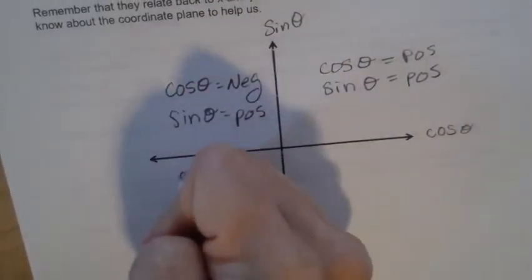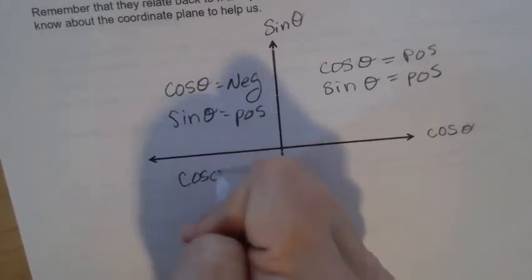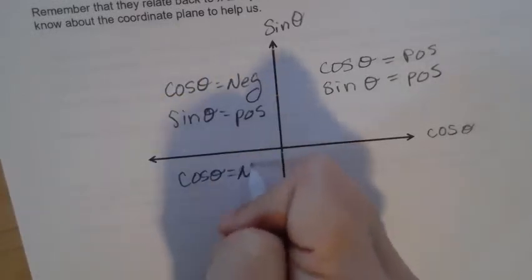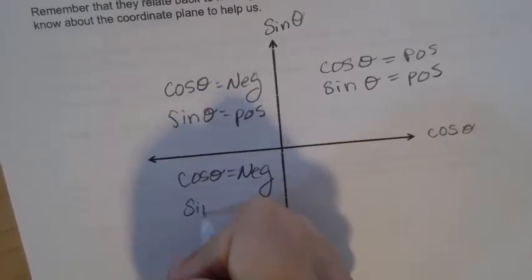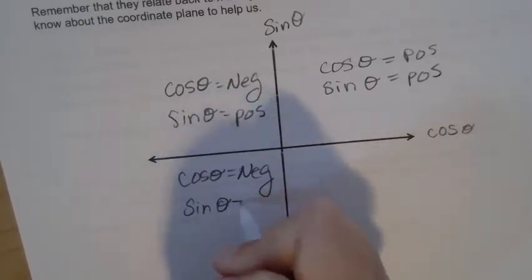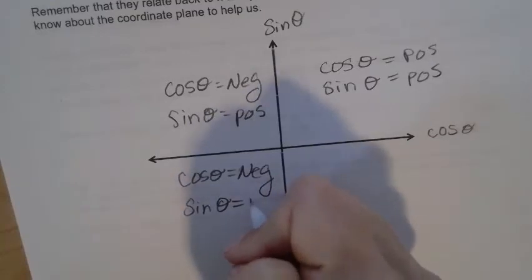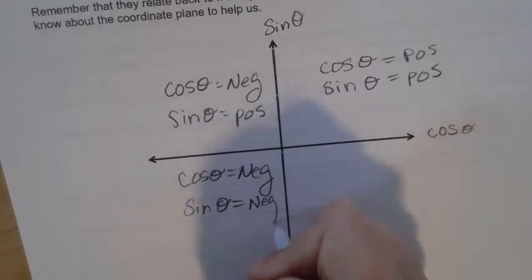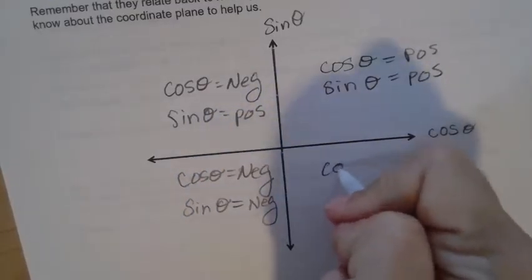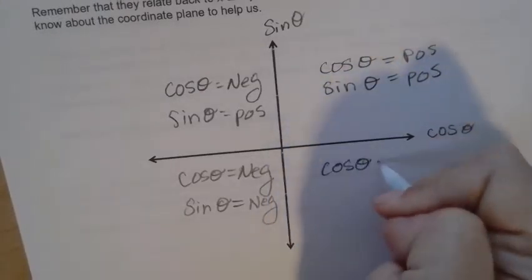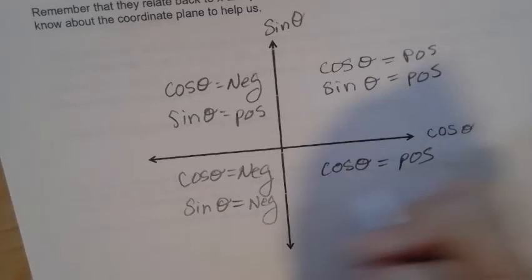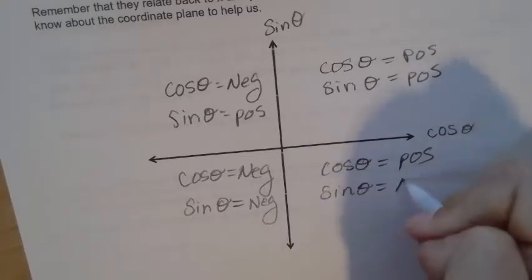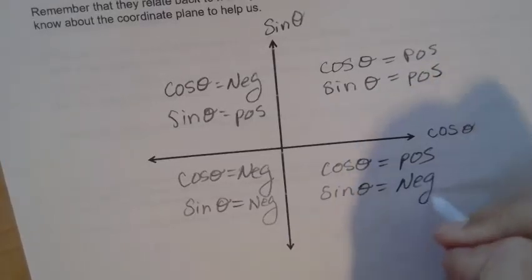In the third quadrant, they are both negative. So think of it just like your XY plane. Cosine in the fourth quadrant would be positive, and sine would be negative.